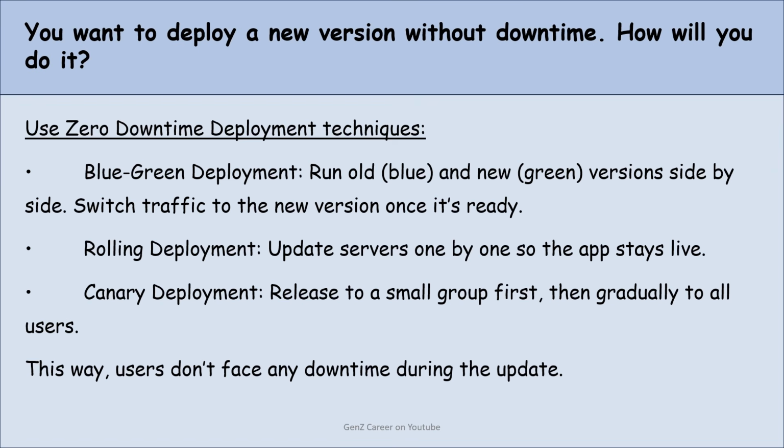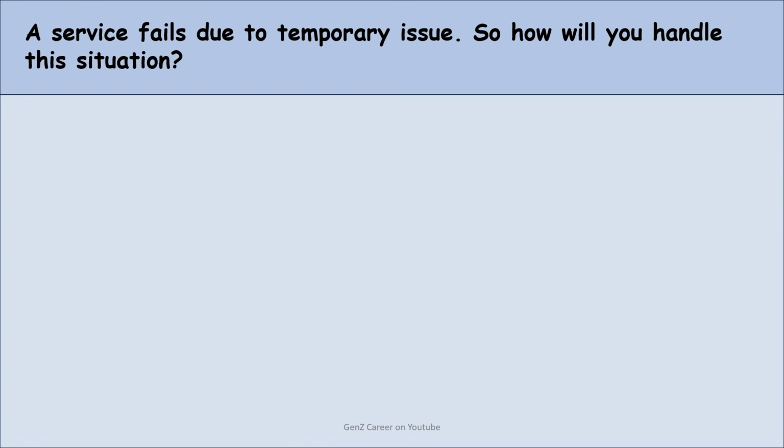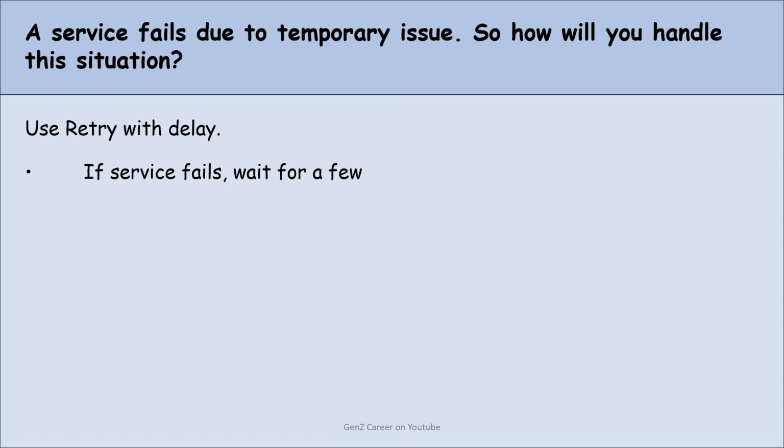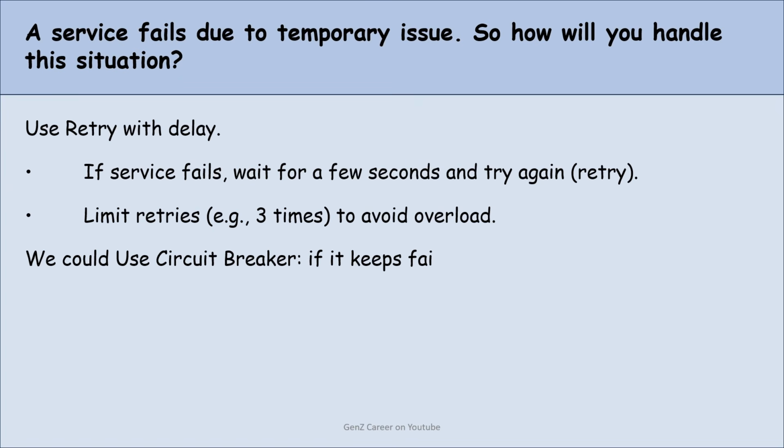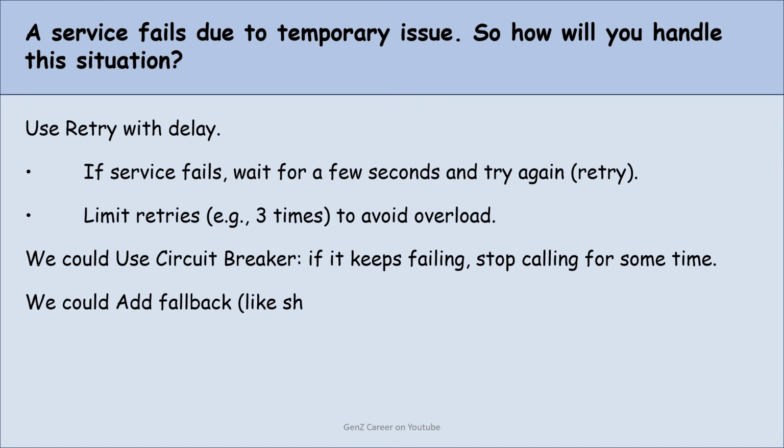Next question is, guys, a service fails due to temporary issues. How will you handle this situation? In this situation, we should use a retry and delay mechanism. If the service fails, wait for a few seconds and try again. We should limit retries, for example 3 times, to avoid overload. We could use a circuit breaker here as well. If it keeps failing, stop calling for some time. We could also add a fallback like showing try again later or using cached data.